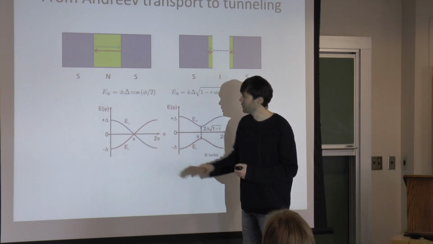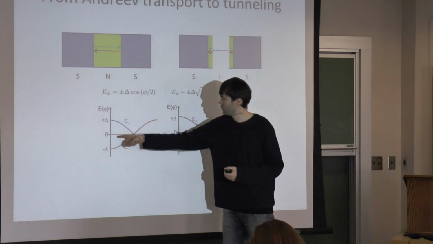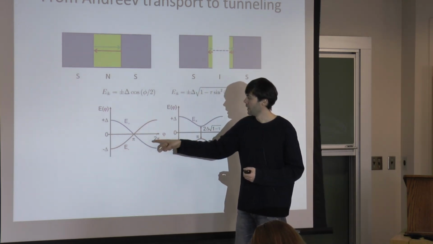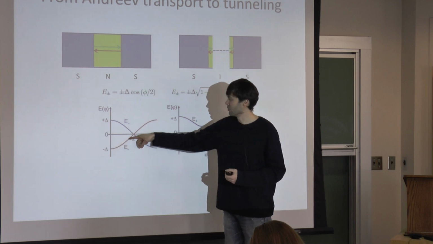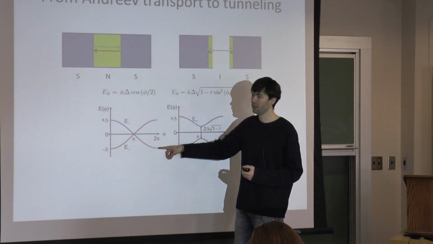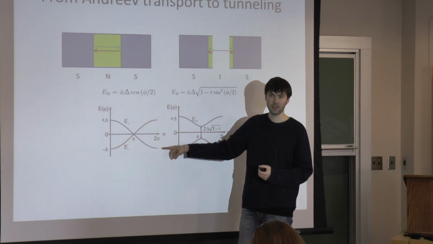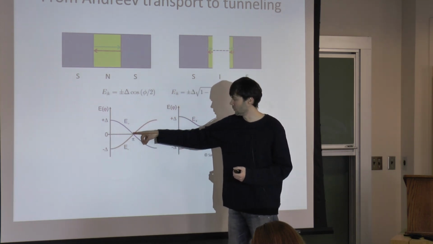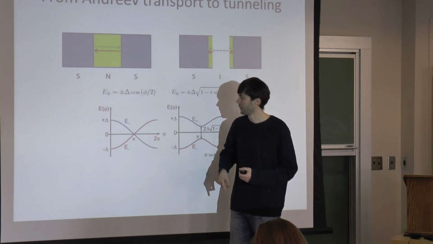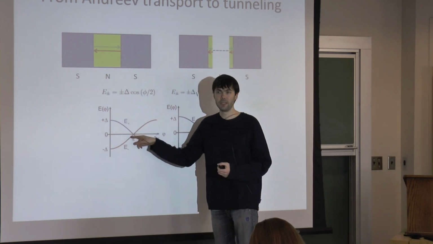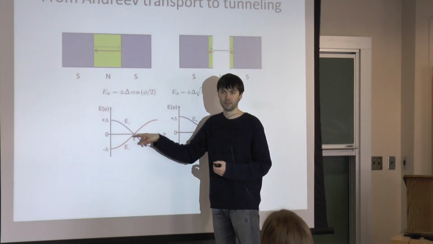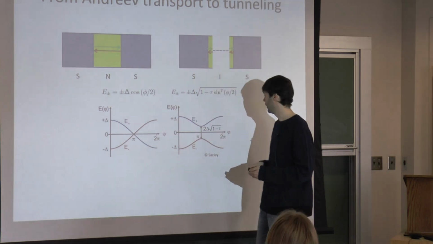In practice, in this junction, what will happen if you sweep the phase, for example, is that you will always stay in the ground state. So all your current and voltage characteristics, energies, will be 2 pi periodic, because you will go from here to the ground state here, unless these are completely decoupled. And you have no way of going from one to the other.